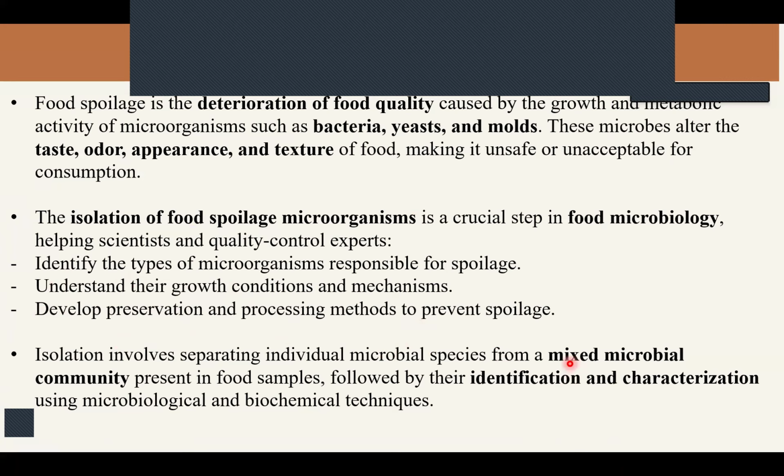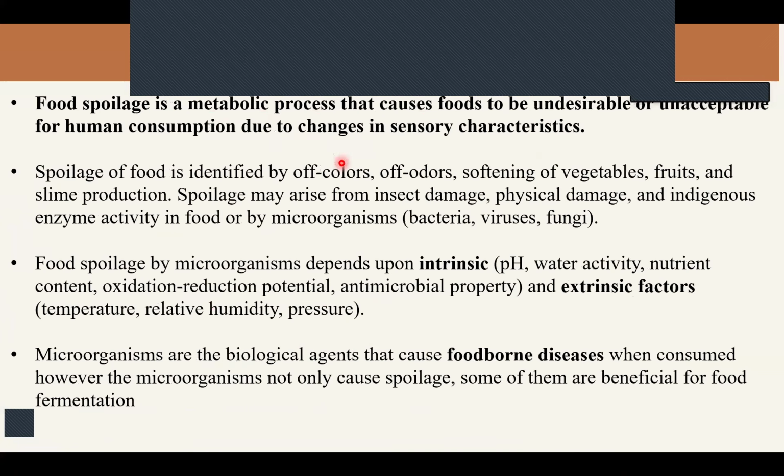Now, when we talk about the definition of food spoilage, it is defined as a metabolic process that causes foods to be undesirable or unacceptable for human consumption. Now, food spoilage can be caused in the food items by two different types of factors. The intrinsic factors include the changes in pH, water activity, nutrient content, oxidation reduction potential, and antimicrobial property. All these factors are going to increase the growth of these microorganisms, thus leading to spoilage of food.